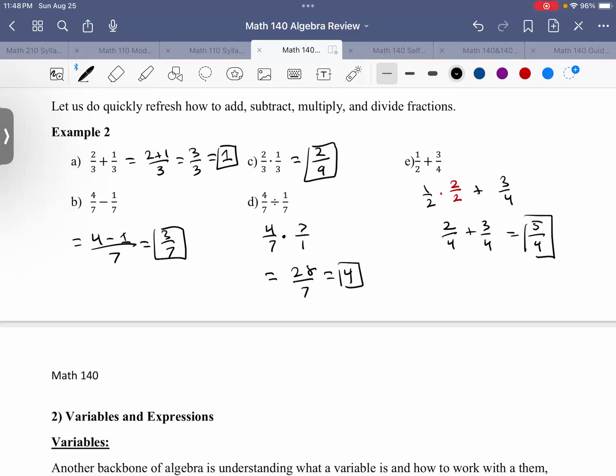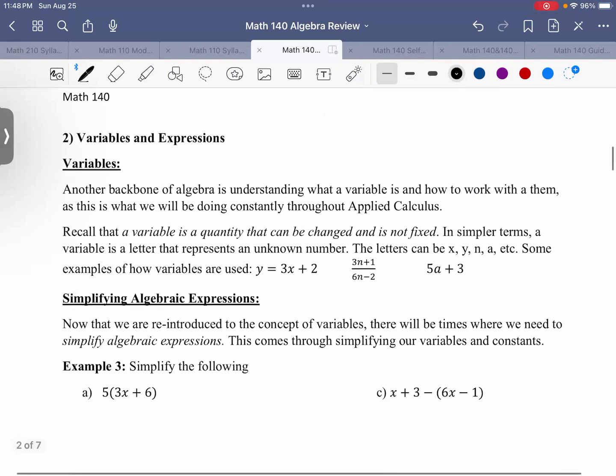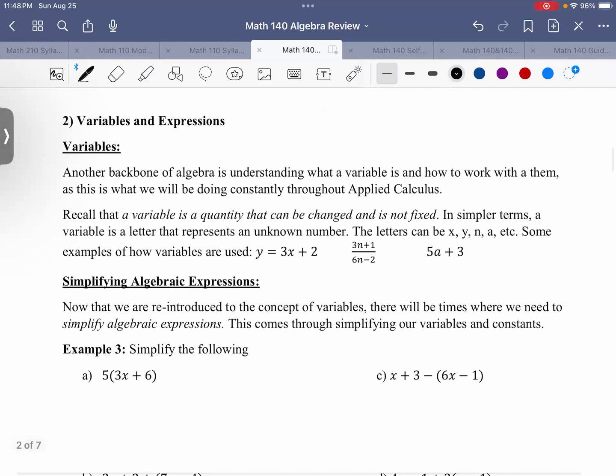Okay, so that takes care of our first concept. Let's jump to our second concept, which is variables. I know you might have had some trouble with this in the past, you might not have, but let's go ahead and try to go over it right now.